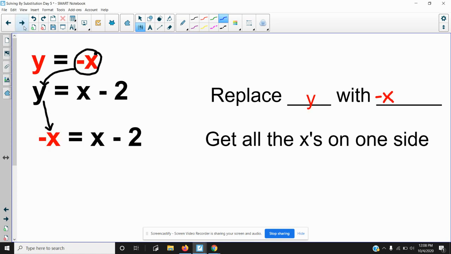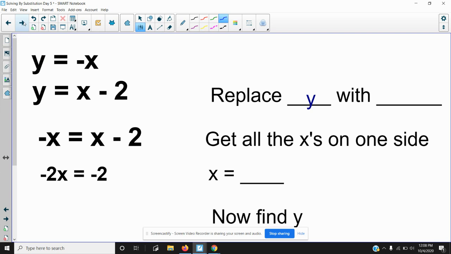Well, we're going to replace this y with negative x because this first equation says y equals negative x. When we replace this y with negative x, now we have the equation negative x equals x minus 2. And what we need to do then is get all the x's on the same side. You can see the result. Now, how did we get there?